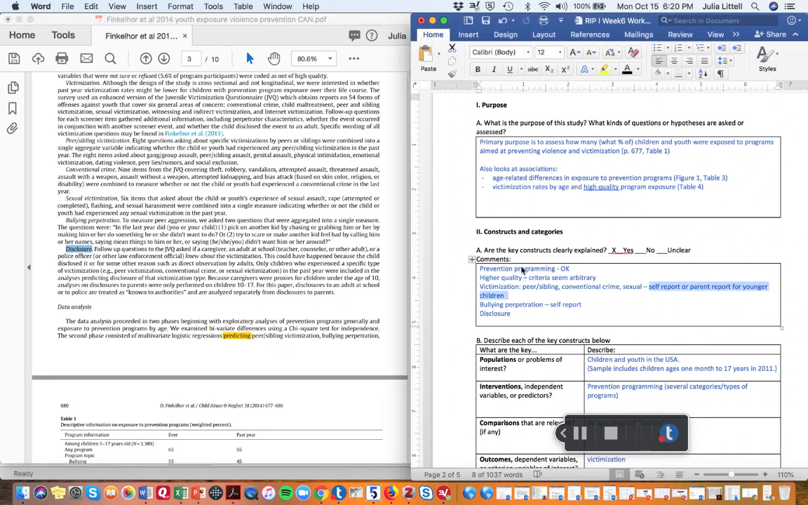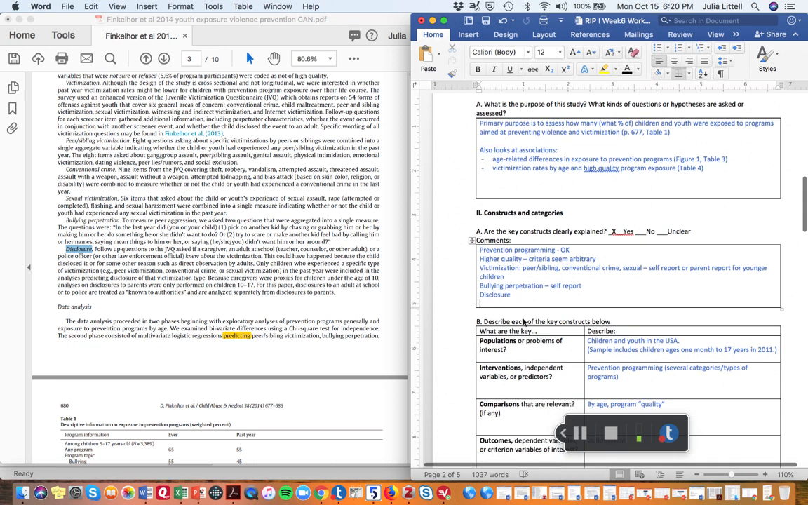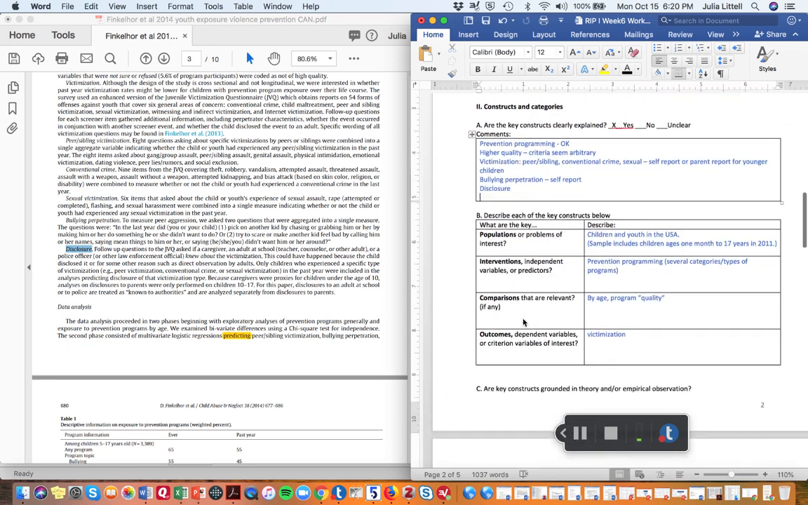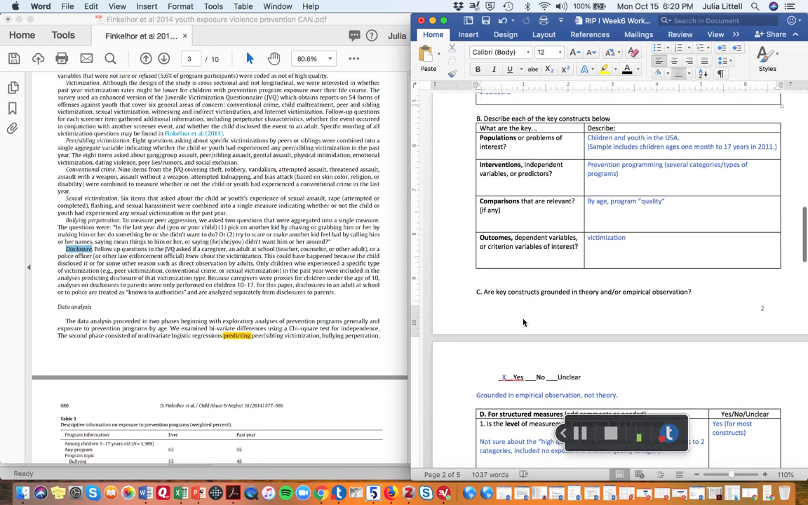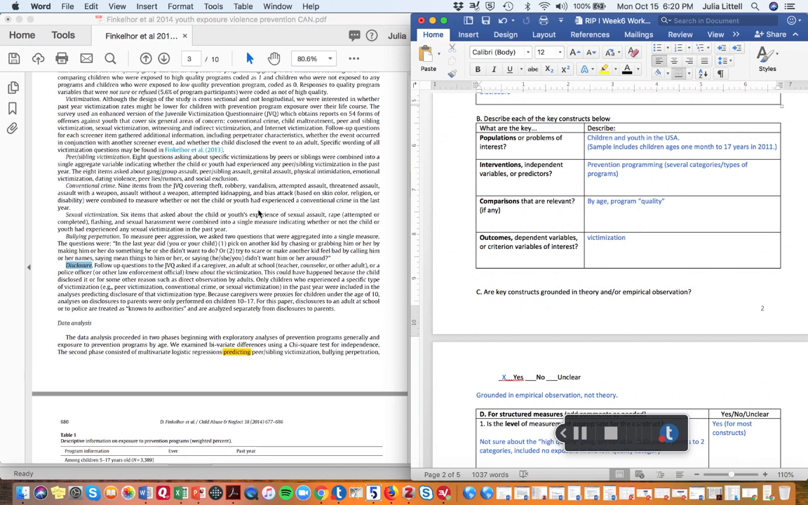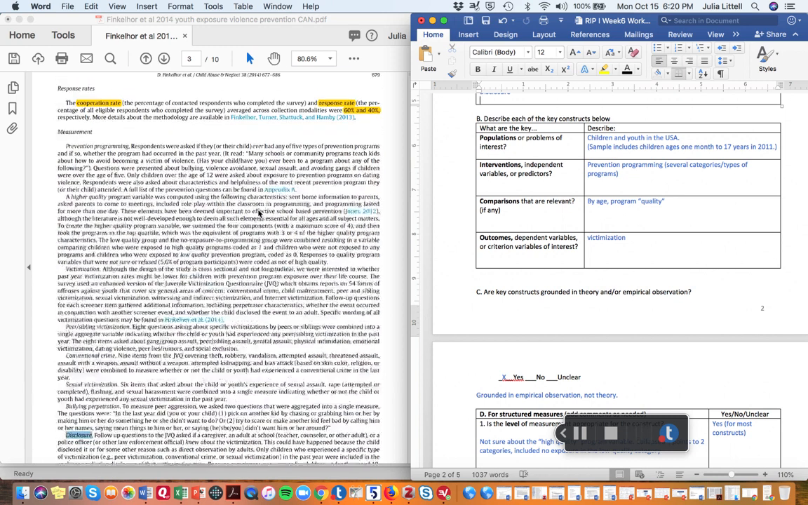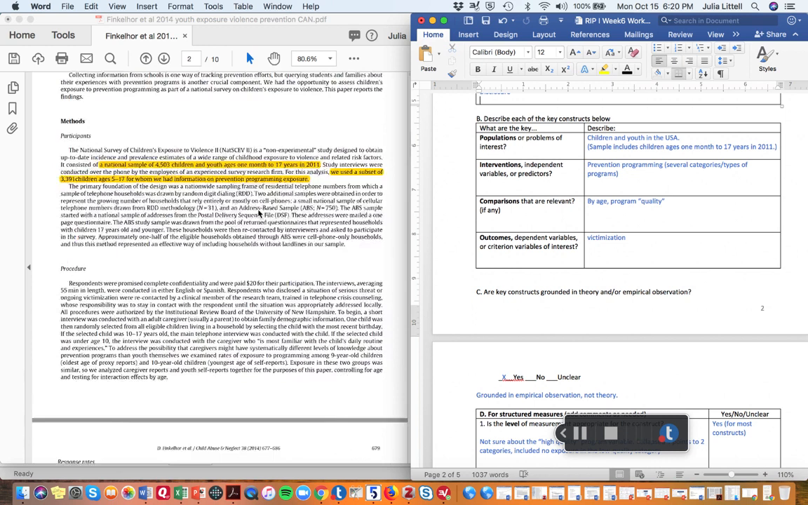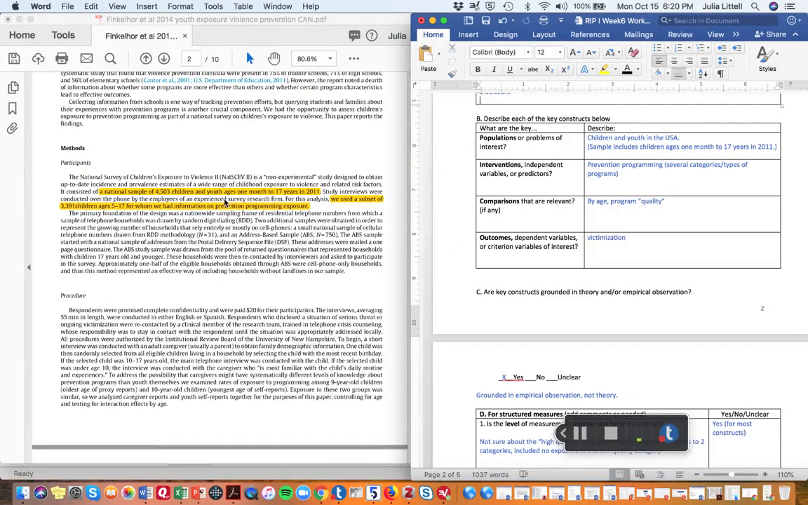So I've listed here on my worksheet under section 2A the main variables and some notes about how well I think they're operationalized. And then it asks to describe each of the key constructs of the study. Well, I think the population or problem of interest is a general population, not a specific problem, and the population is children and youth in the United States. The sample includes children ages 1 month to 17 years of age in 2011, and I get that from this description right here under methods.